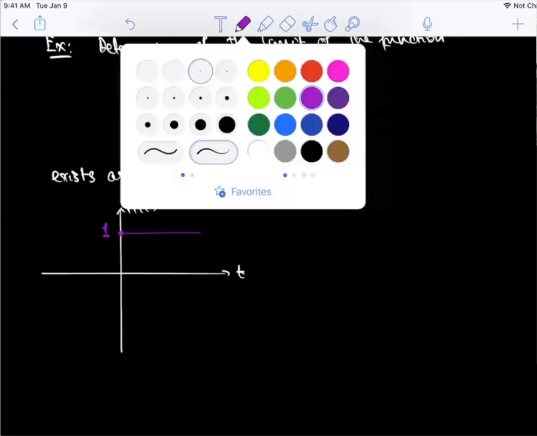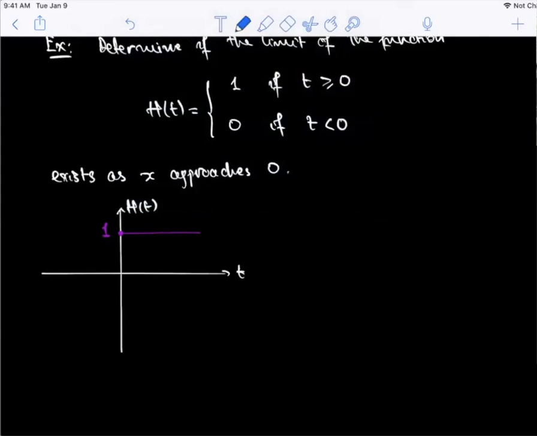And the second part is when t is less than 0, the function is 0. Because there's no equal sign here, you have to draw an open circle at the origin. So this is 0. This is the step function, and let's consider the one-sided limit for this function.